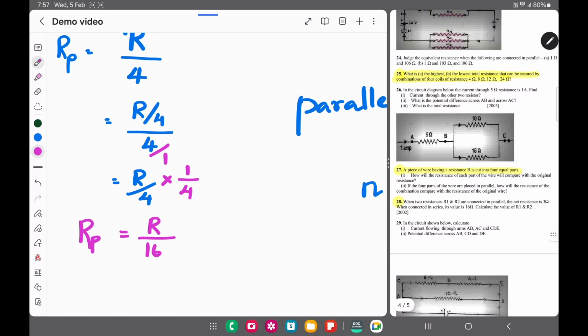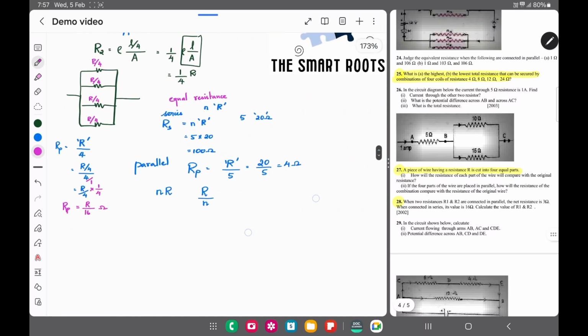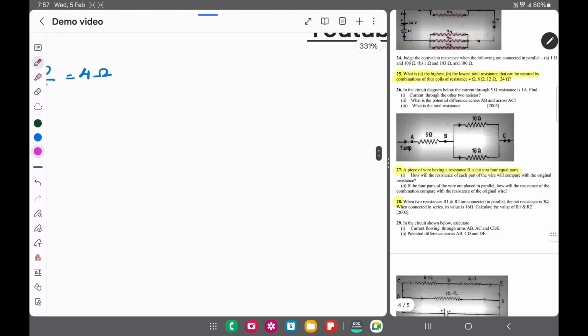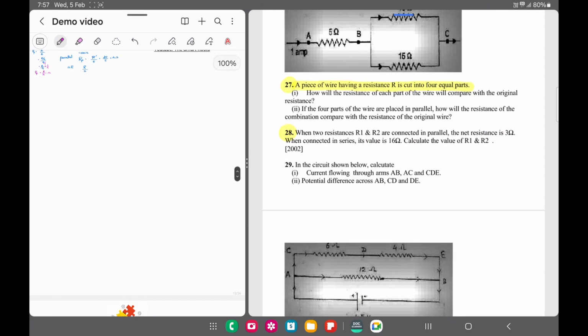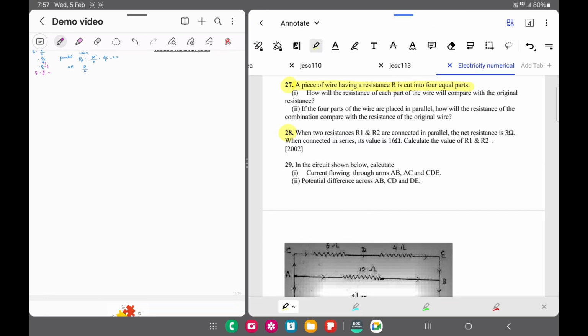It is R by 16 ohm. Okay, then let's move on to the next question. The next question is, let's consider question number 28. Of course this is an interesting question and it's a previous board question.